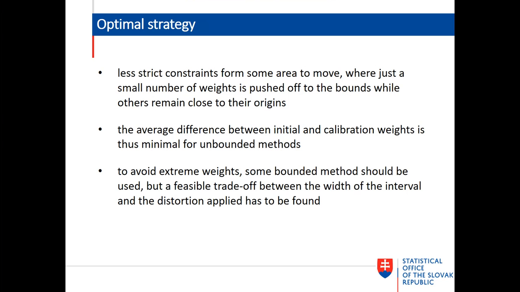Of course, we want to avoid extreme weights, because unbounded methods often tend to produce very extreme, even negative weights, and it is something we want to avoid. Then we need to use some bounded methods, but the bounds should be a kind of trade-off between the width of the interval and the distortion applied.